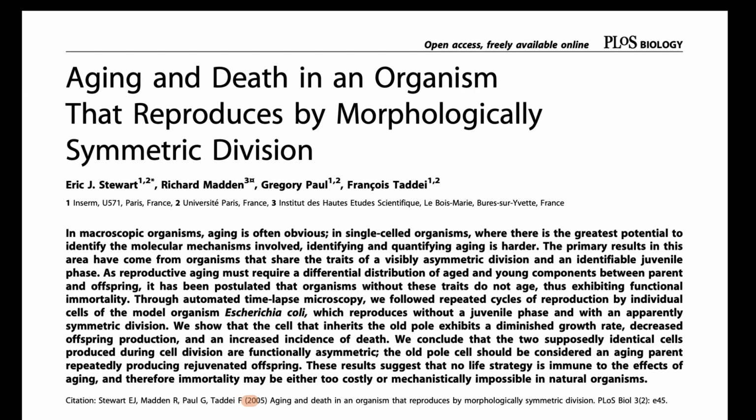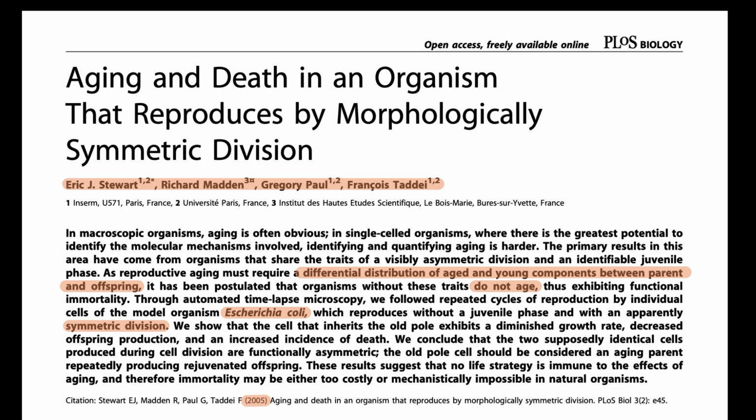Almost 20 years ago, Eric and his friends came across the exact same question. They wanted to know, in organisms without identical distribution of aged and young components between parents and offspring, does aging occur or not? Their model organism of choice is E. coli, which divides symmetrically through binary fission. What they hypothesized is that different parts of a single organism can have different ages.